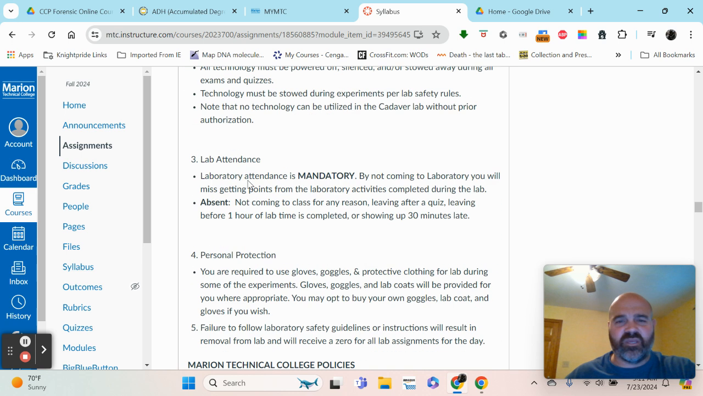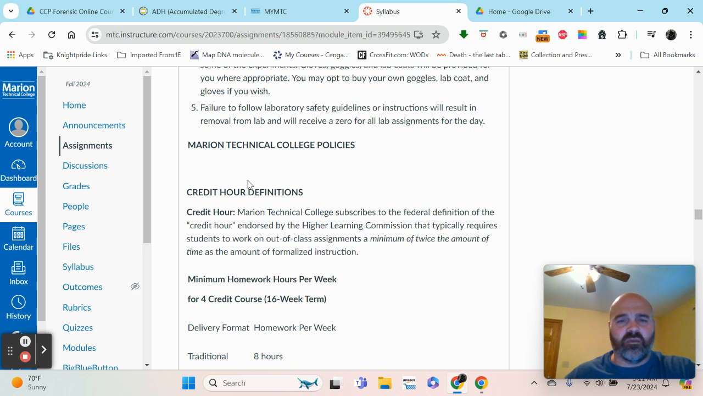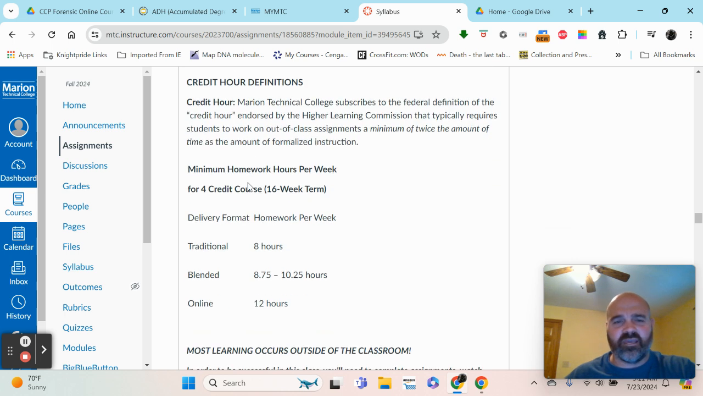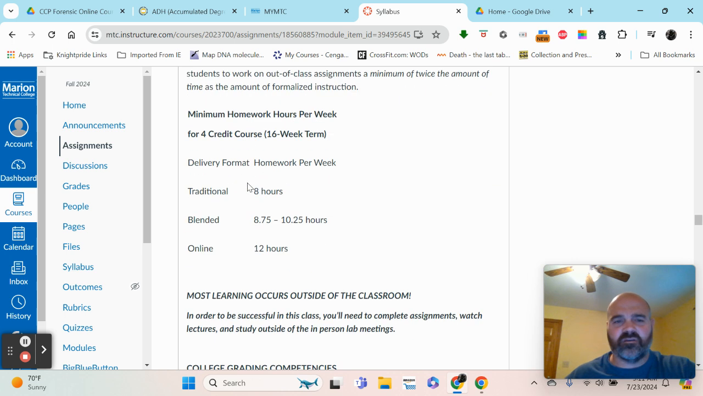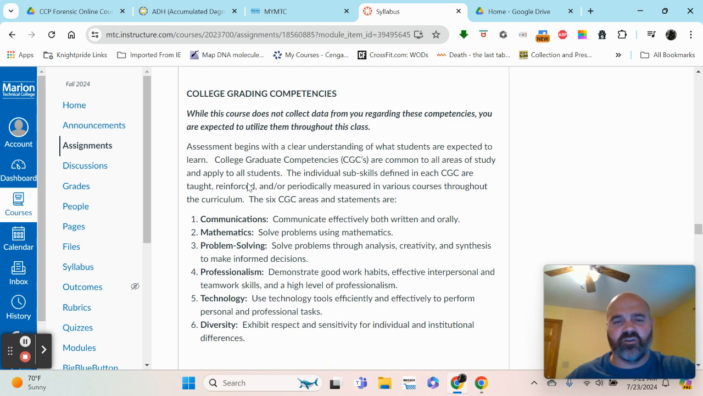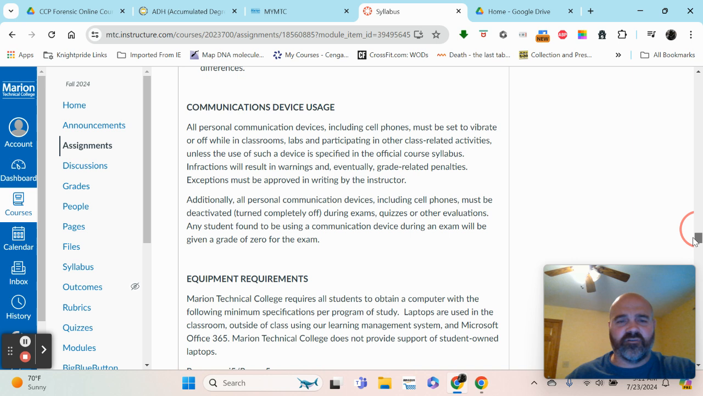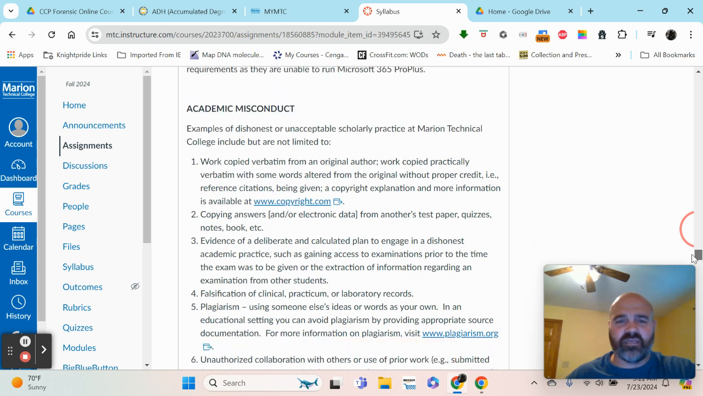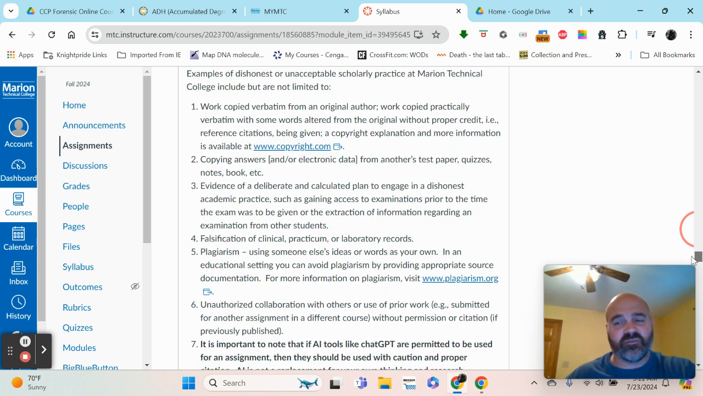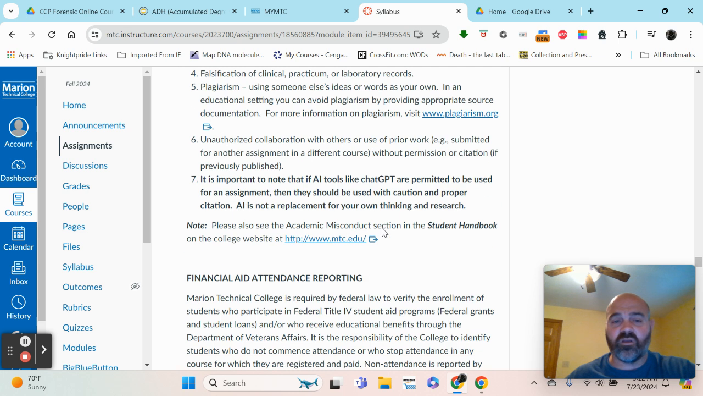And then the lab policies, basic type of stuff, and then some of the Marion Tech specific things in terms of what you're going to be looking at. Again, you can go through and look at those at your leisure. There is some stuff on AI, so make sure you take a look at that. Academic misconduct, that's a big deal. One of the things that we have is Respondus. I will go back and check those videos. I'm just being honest with you. I want to make sure that people are doing their own work and doing their work correctly.